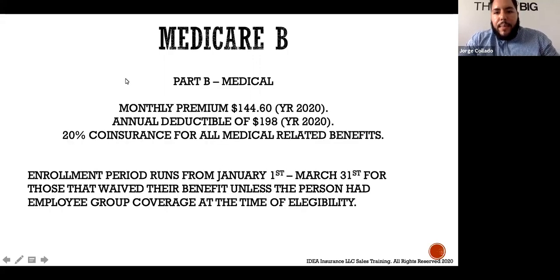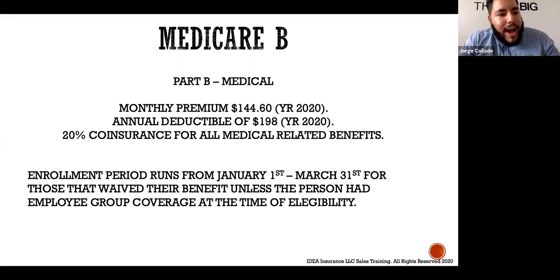Medicare Part B is the medical. Part B is not free like Part A. Part B has a premium. Monthly premium for 2020 is $144.60. Everybody gets a letter every year on how much they have to pay for Part B.